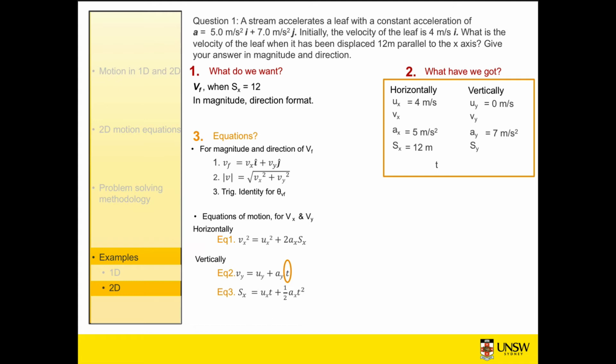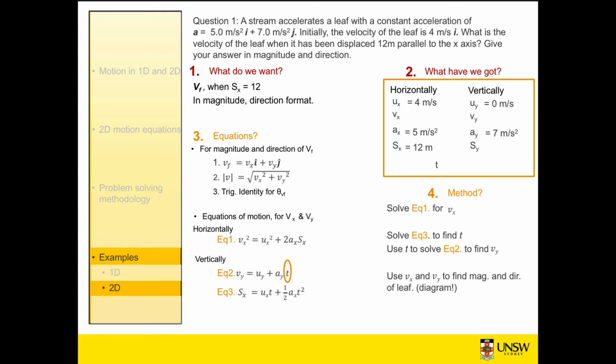The next step is to find the explicit method that I will use. First up, I'm going to solve equation 1 for my final velocity in the x direction, the x component. Then I will solve equation 3 for t and use that t to find the y component of my final velocity. Once I have those two things, I'll use them to find what the question has asked me for, which is the magnitude and direction of the final velocity.